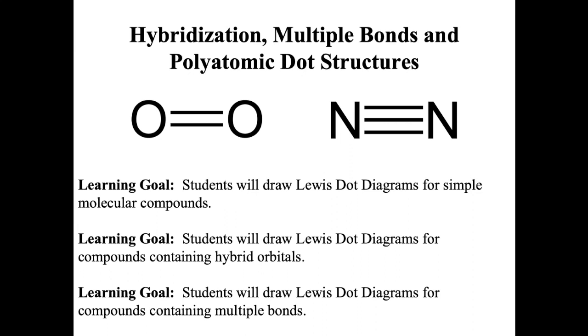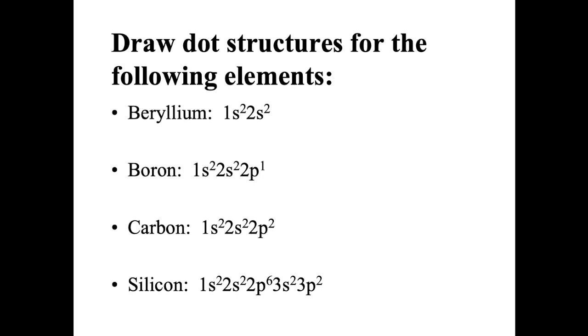I'm Ms. Sleight, and today we're going to be talking about hybridization, multiple bonds, and polyatomic dot structures. First off, let's look at the dot structures for the following elements: beryllium, boron, and carbon. So beryllium has 2 valence electrons, boron has 3, carbon has 4, and silicon has 5. So this is traditionally how we would draw the dot structures for these elements.